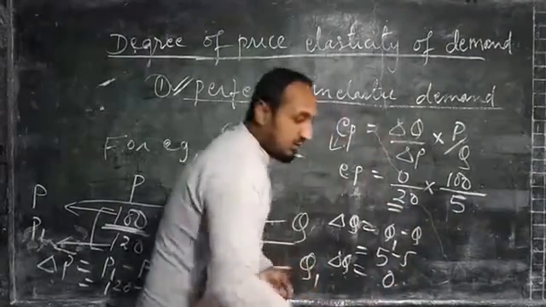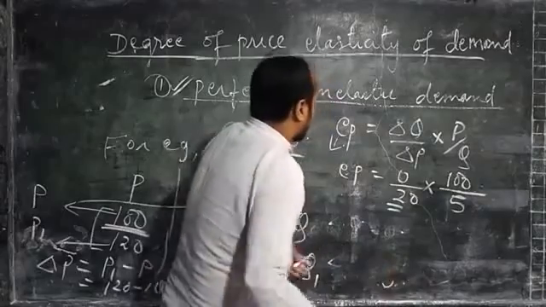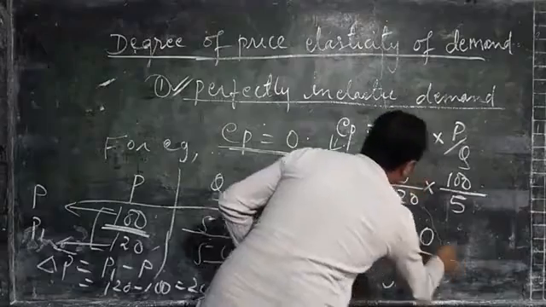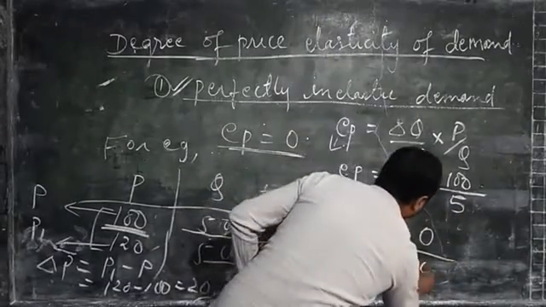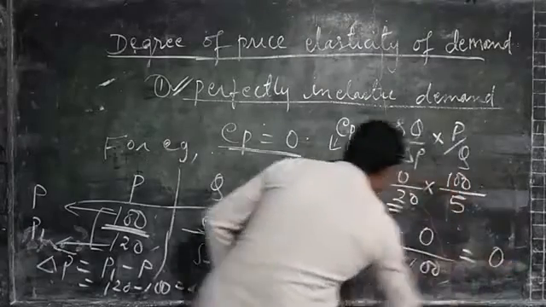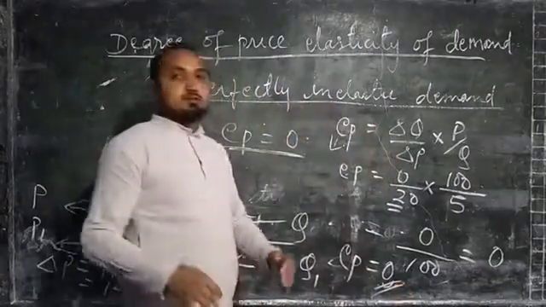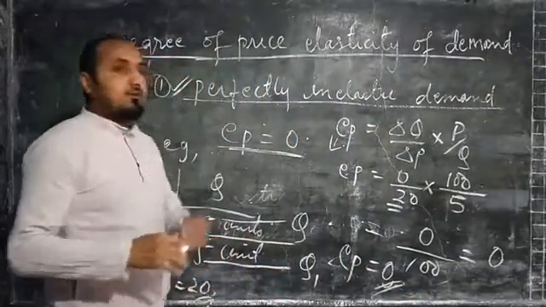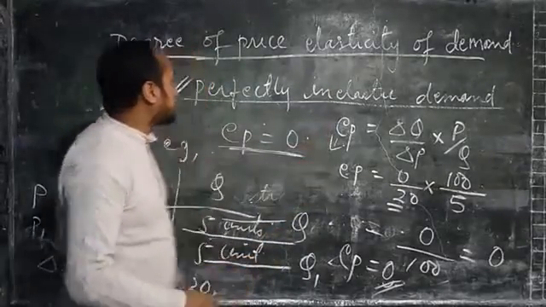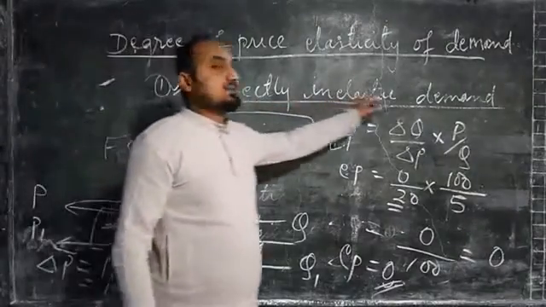Now this 0 into 100 will give 0, divided by 20 into 5 which is 100. So 0 divided by any number equals 0. So here EP equals 0. Since the proof is not given in your book, but for your better understanding, I have explained this proof also, like how we get the value of EP equals 0 in the case of perfectly inelastic demand.